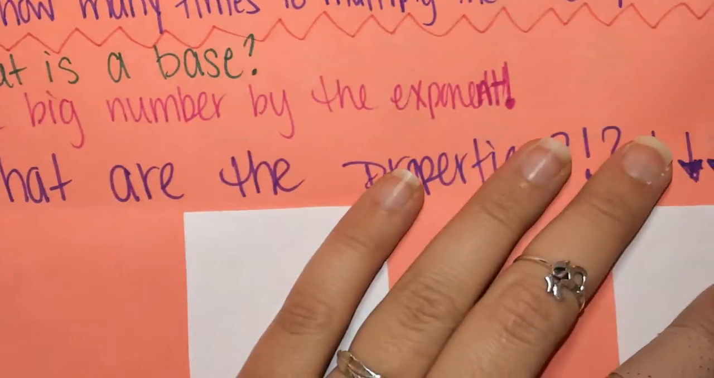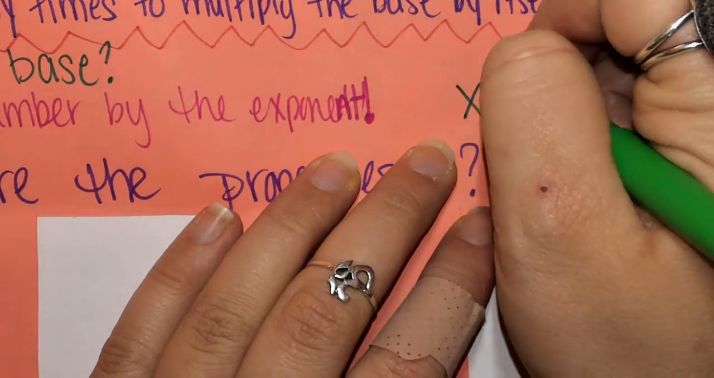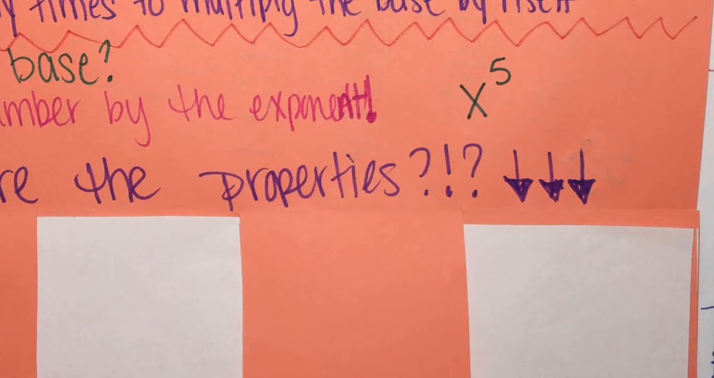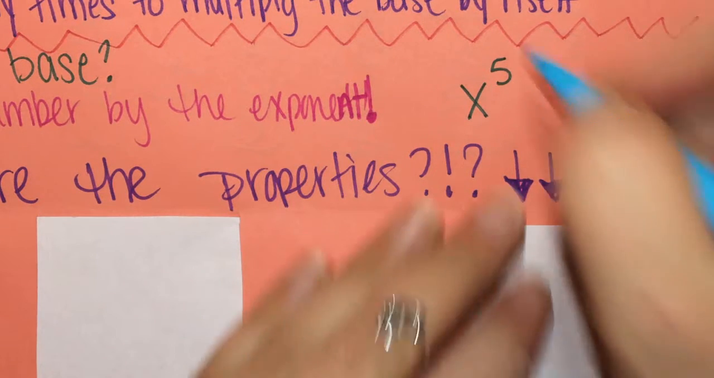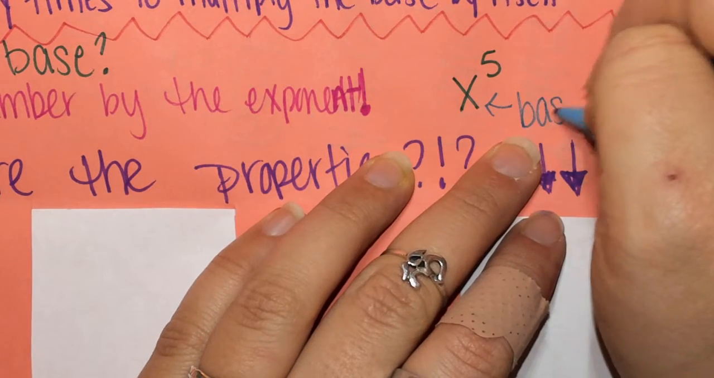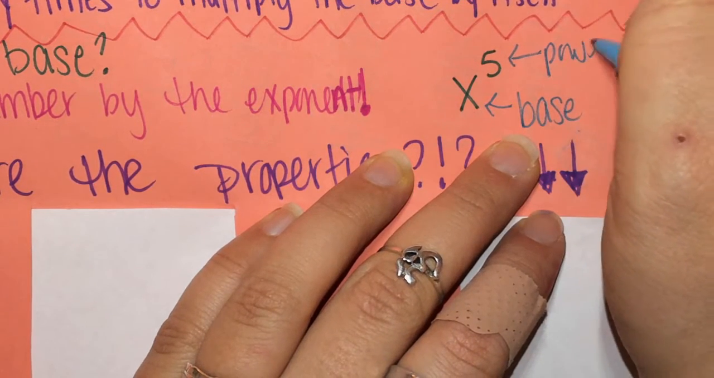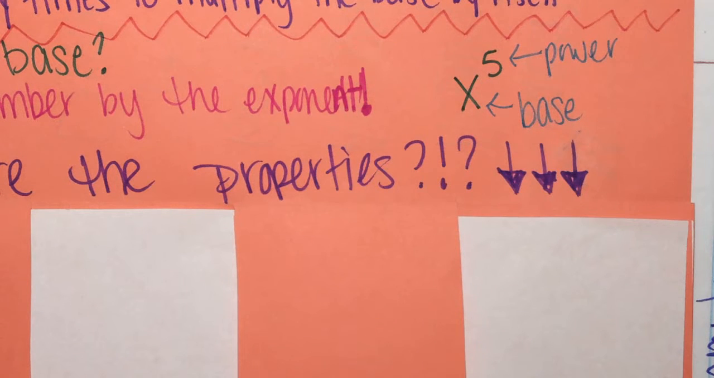Alright, so for example, if I write x to the 5th power, which one is the base? Okay. And which one's the power? That blue is very vibrant on that pink color. Yes. The big number by the exponent.